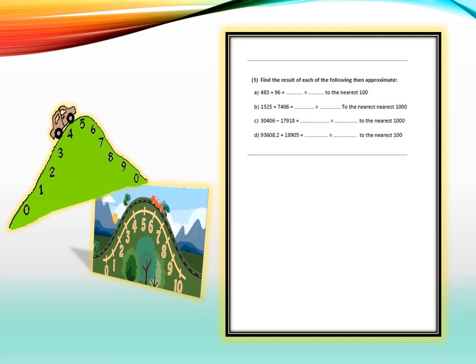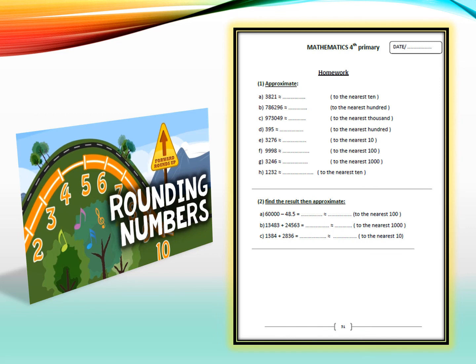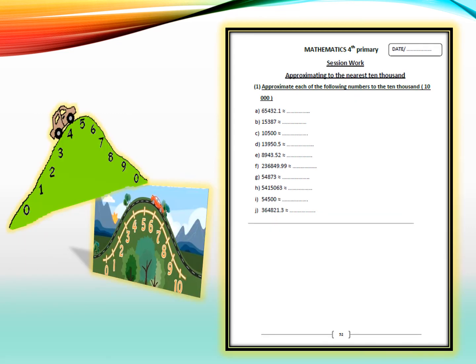The remaining exercise is homework. And now, let's talk about approximation to the nearest 10,000. In the 10,000, we will do the same steps we did before in the 100s. In 10,000, we will look at the number in the 10,000 place, which is the fifth number from the right.